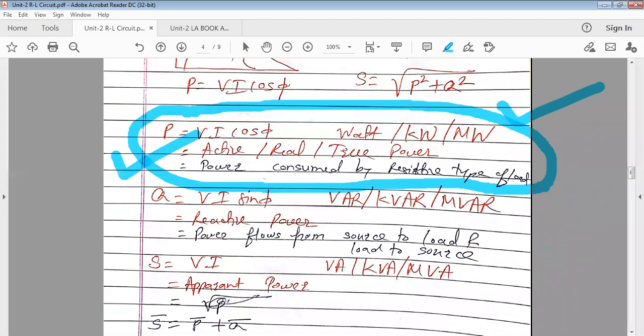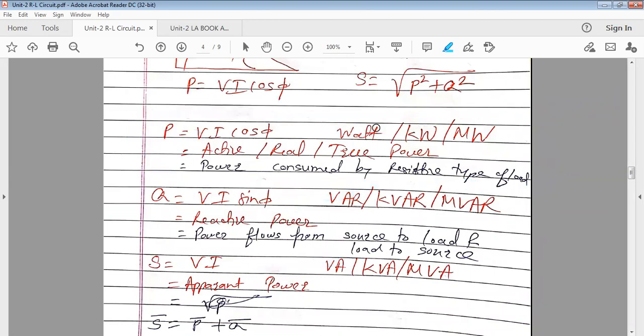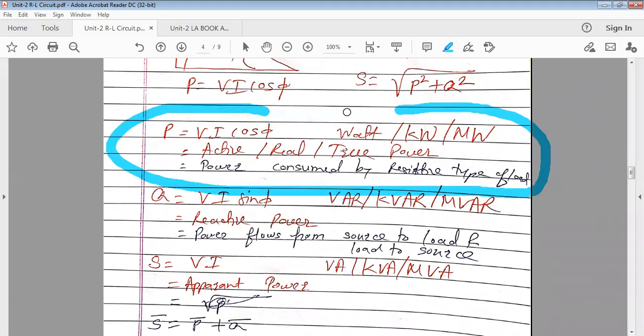Unit of active power: sometimes in a numerical you get asked to calculate the power, the answer is 50, and the options given to you are 50 watt, 50 VAR, 50 VA. So which one you will take? 50 watt. Unit also you have to keep in your mind. Okay, so active power is the power which is consumed only by a resistive type of load.